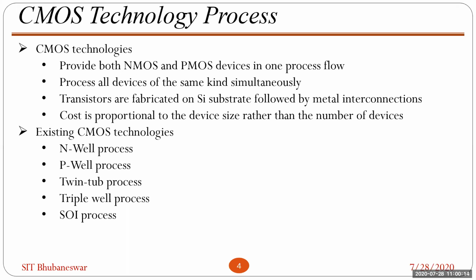And the P-well process is completely opposite to the N-well. Your substrate is the N substrate, and you create a P-well. Inside that P-well, you create the N transistor, and inside the N substrate, you create a P transistor. So of these two processes, N-well is more popular. Then the twin-tub process: it is two wells, two types of wells, both N-well and P-well. N-well is for the P transistor, and P-well is for the N transistor.